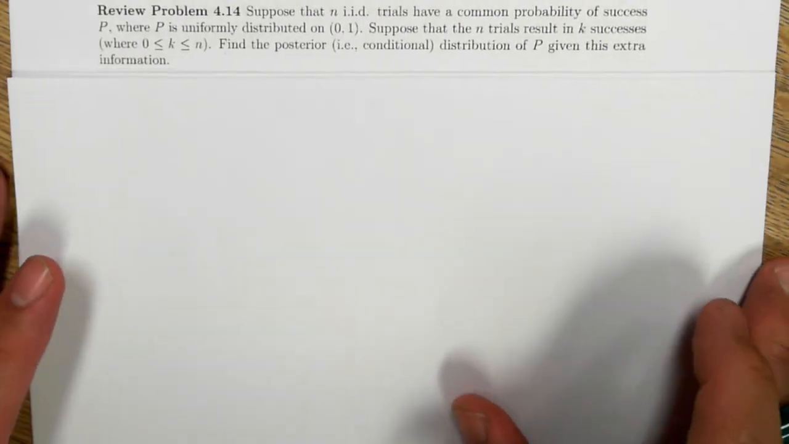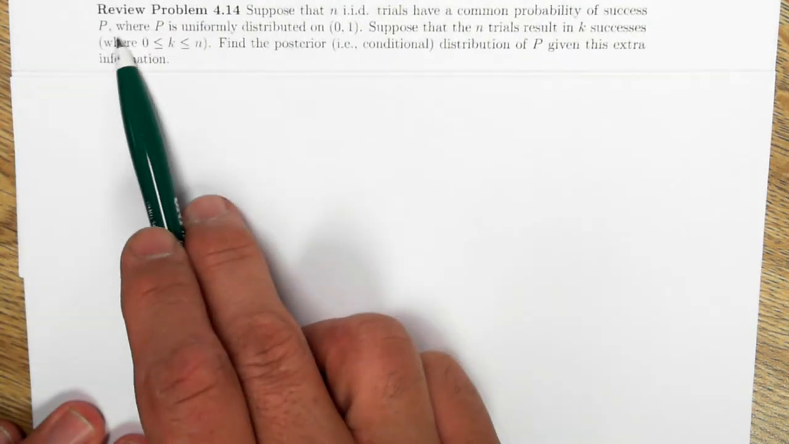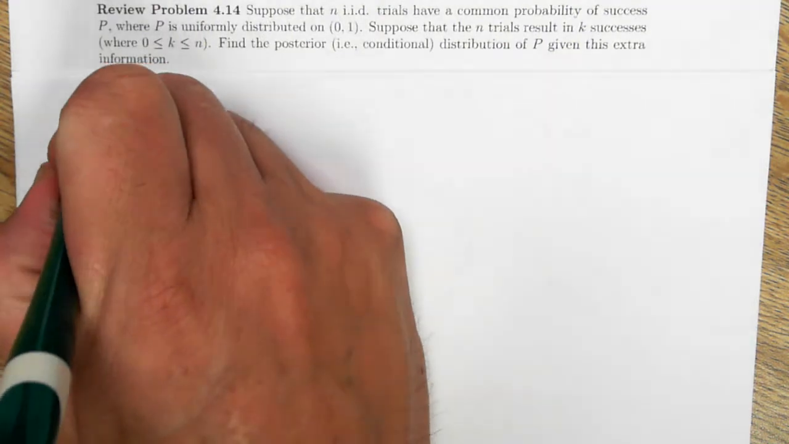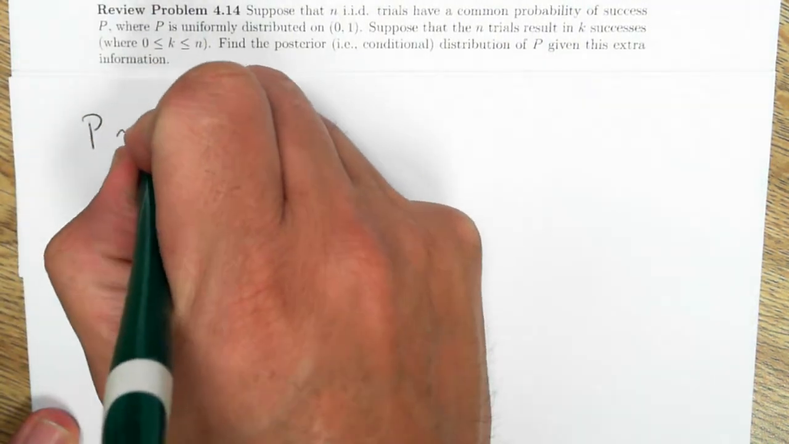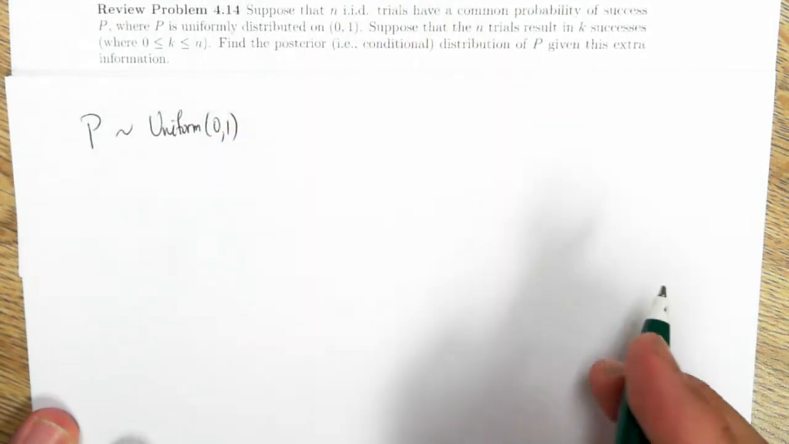Okay, let's take a look at review problem 4.14. For this problem, we have a number of trials that are done where there is a probability of success, but I don't know what the probability of success actually is. There is some probability of success P, which is uniformly distributed between 0 and 1, but it is unknown.